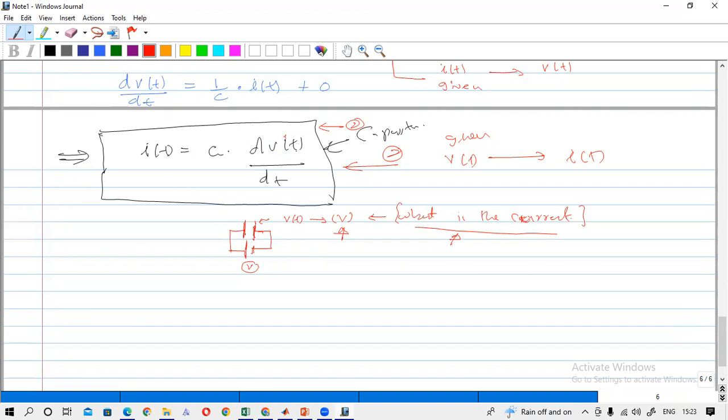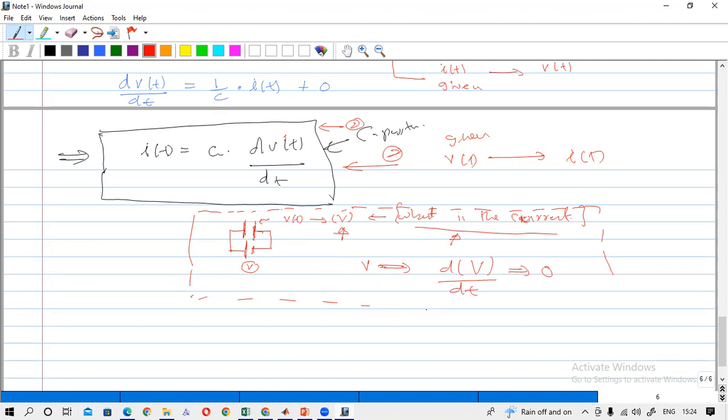If you differentiate any constant with respect to t, it will be 0. If V is some constant value and we differentiate it with respect to time, the value will be 0. So the current also will be 0. That is one case.